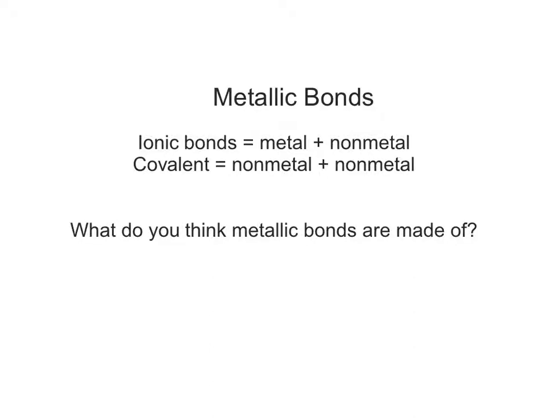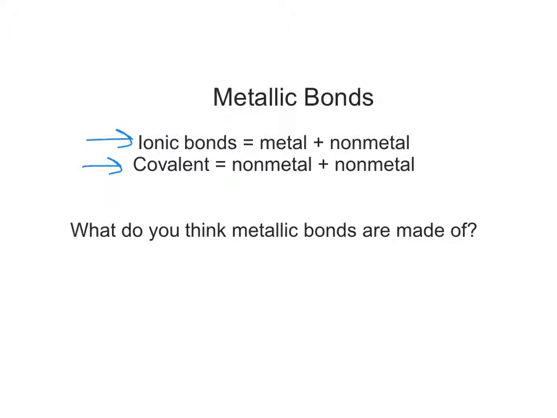This is the Chem 1 lecture over metallic bonding. So far, we've talked about ionic bonds and covalent bonds. Ionic bonds are formed between a metal and a nonmetal, and we know it's a full transfer of electrons. Then we talked about covalent bonding, that's a bond between a nonmetal and nonmetal, and that's sharing electrons. So what do you think metallic bonds are made up of?